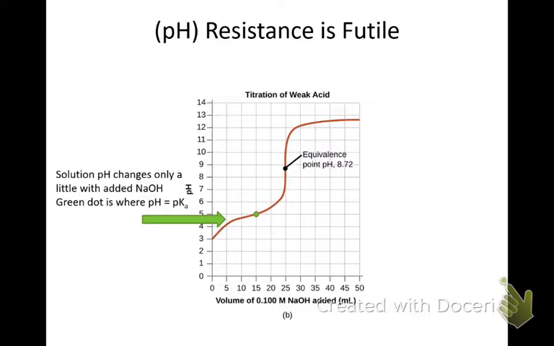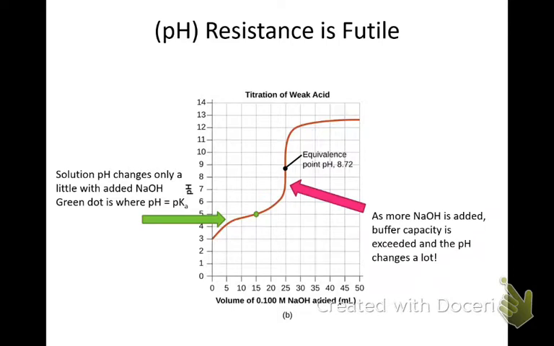However, if we keep adding more NaOH, eventually we get to a place where adding even a little bit more NaOH makes the pH change quite a bit. That's the point where our buffer capacity has been exceeded and the solution no longer resists the change in the pH.